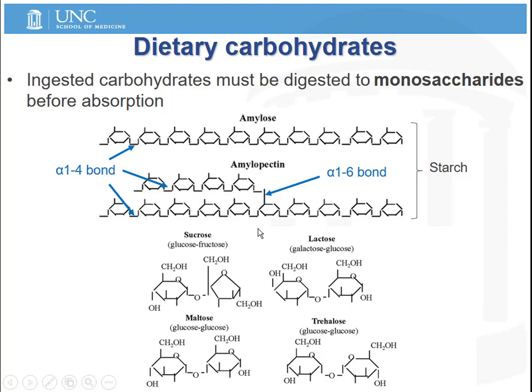Most other ingested carbohydrates are in the form of disaccharides, like sucrose, which is table sugar, composed of glucose and fructose monomers, and lactose, which is the sugar found in milk, made up of galactose and glucose monomers. Other disaccharides that are ingested include maltose and trehalose. There's also a small amount of dietary carbohydrate ingested as monosaccharides in the form of fructose and glucose, but the important point is that all of the ingested carbohydrates have to be broken down all the way to the monosaccharide form because the small intestine can only absorb monosaccharides.